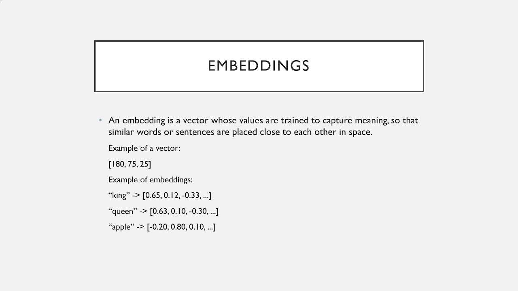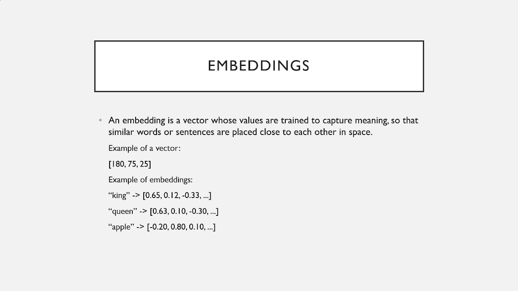An embedding is a vector whose values are trained to capture meaning, so that similar words or sentences are placed close to each other in space. An example of a vector which is not an embedding is being shown on the screen. Let's say this represents height in centimeters, weight in kilograms, and age in years. This is clearly a vector. But is it an embedding? No, because it was not trained to capture meaning. It doesn't represent relationships like similarity between concepts. It's just raw numerical data. It's a vector used for data representation, not semantic understanding.